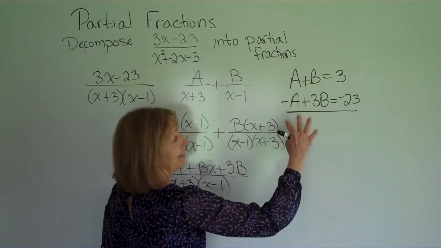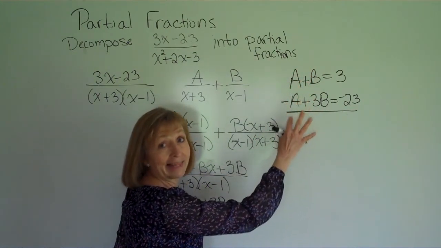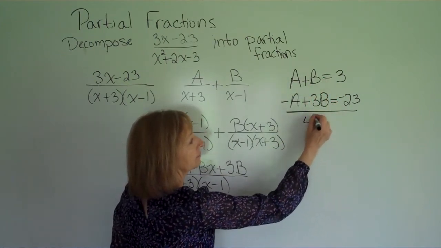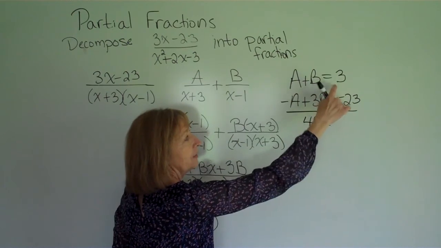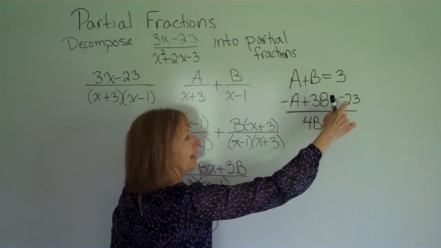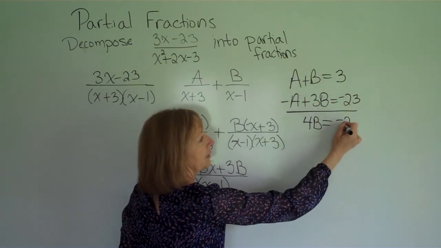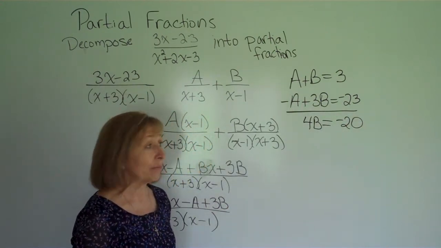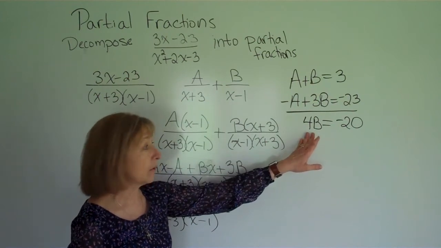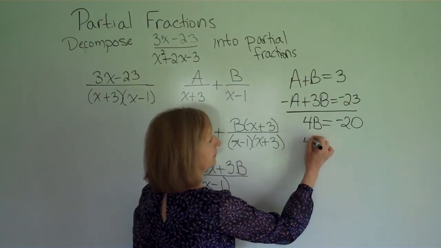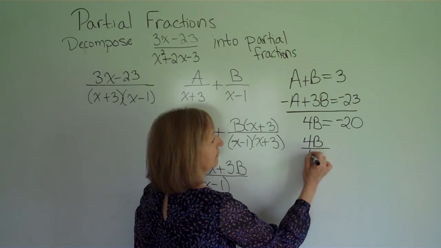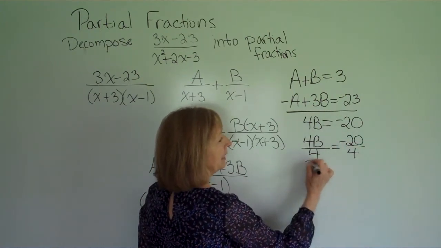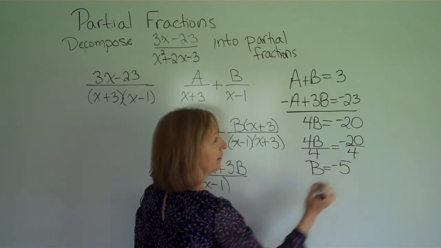So now when I add these together, a combined with negative a, the a's cancel. b plus 3b is 4b. Positive 3 combined with negative 23 is negative 20. And now I've eliminated the variable a. I'm ready to divide both sides by 4 to solve for b, and I get b is equal to negative 5.